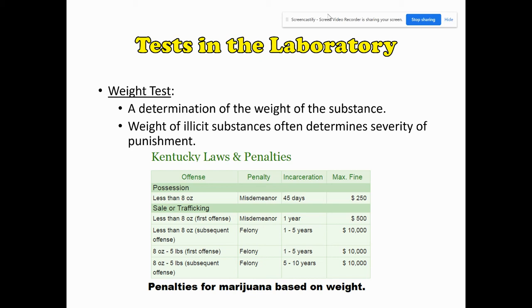But this is what the law says can't be done. And then sale or trafficking is sale, like you have it, you're giving it to other people. Let's go with the first offenses. If you have less than 8 ounces, so that's about a half pound, it's a misdemeanor and you can go to jail for 1 year and they'll give you a $500 fine. Well, if it's over a half pound, like 8 ounces to 5 pounds, it's a felony and you can do 1 to 5 years and a $10,000 fine. And the only difference is the amount that you had. So penalties for marijuana are based on weight, and for other substances as well.